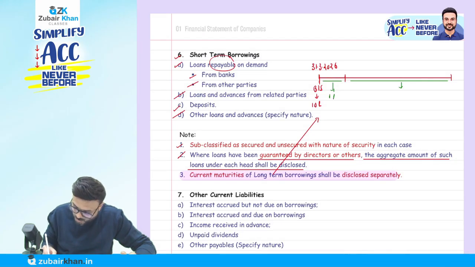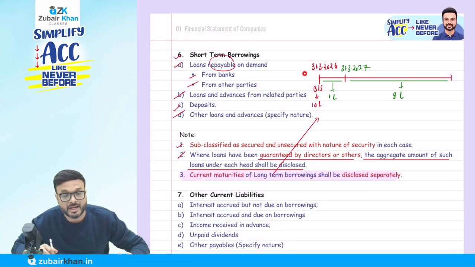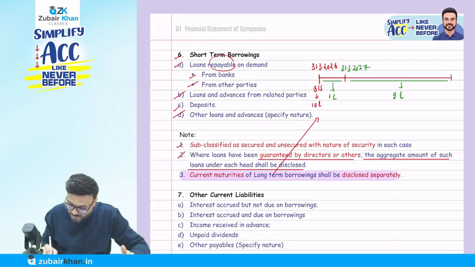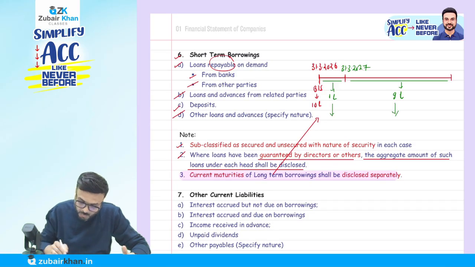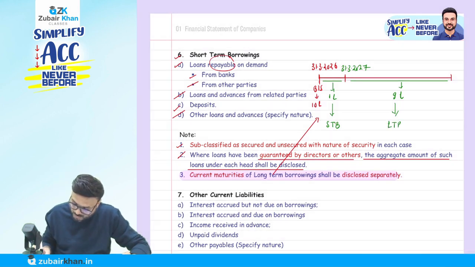So 1 lakh within a year by 31st of March 2027, and in the remaining years I will pay the 9 lakh. So for me on 31st of March 2026, the amount I am liable to pay out of these 10 lakh, that represents 1 lakh, and this 1 lakh is not going to be part of the long-term borrowing, even though it is a long-term borrowing. This 1 lakh I will show as short-term borrowing.